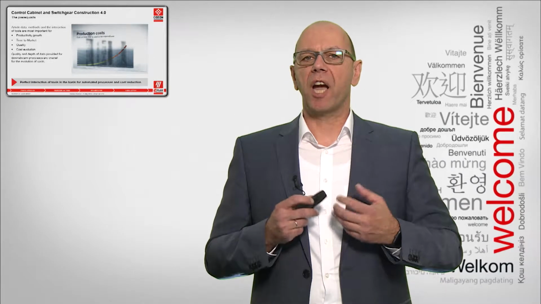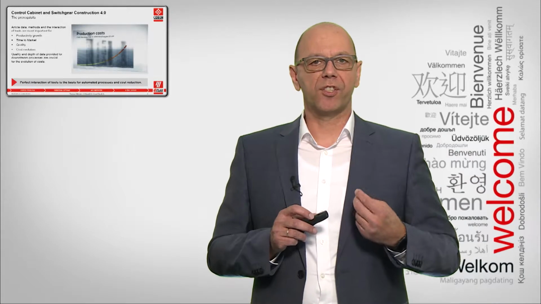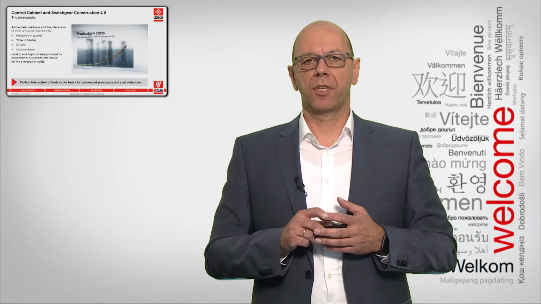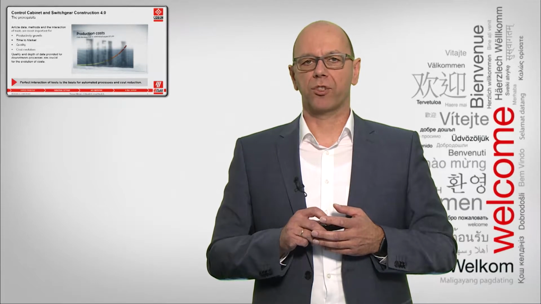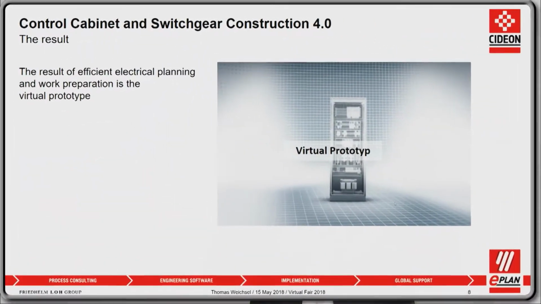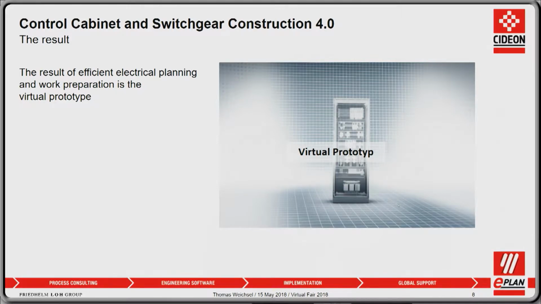So the interaction of tools is a prerequisite to define high quality data to support your process steps. The high quality data and the seamless provision of this data is a prerequisite for automated processes, and this will at last lead to cost reduction over your complete production process. So, from our point of view, we have to change the method. I already mentioned this. To change the method means, from our point of view, that the result of electrical engineering and efficient electrical engineering and work preparation should be a digital description of the product to be built.